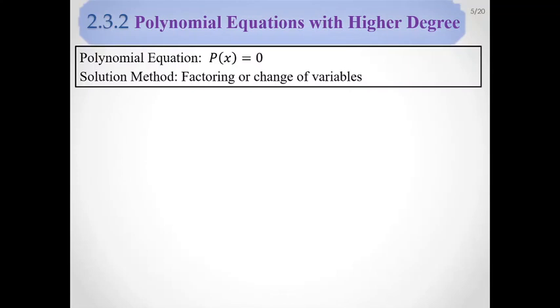Now let's see the polynomial equations with a higher degree. A polynomial equation is a polynomial equal to 0 type equation, or it can be changed to this form, like x cubed plus x minus 3 equal to 5. You can move terms so that one side is 0. The solution methods, and these are not all the methods but the ones we can apply in this course, are factoring or change of variables.